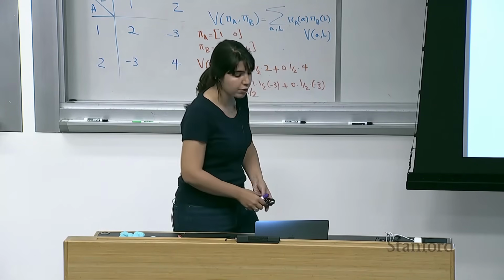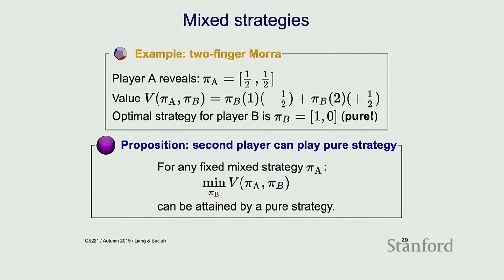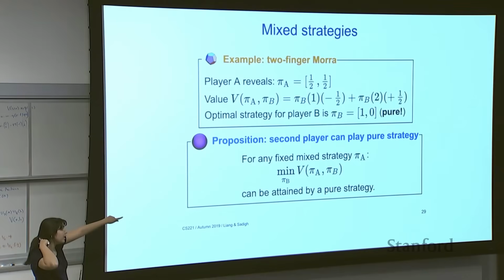All right, so this is actually what's happening in a more general case. I'm going to make a lot of generalizations in this lecture. So I show one example and I generalize it, but if you're interested in details of it, we can talk about it offline. So the setting is for any fixed mixed strategy pi A. So pi A told me what their mixed strategy is. It's a fixed mixed strategy. What I should do as agent B is I should minimize that value. I should pick pi B in a way that minimizes that value, and that can be attained by a pure strategy.